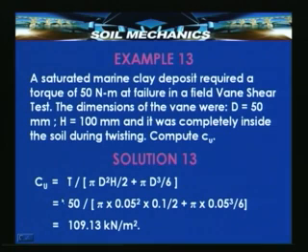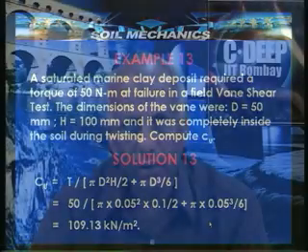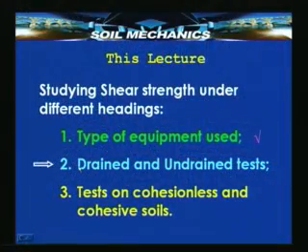Obviously, Cu can be obtained by dividing capital T by this expression which we had derived earlier, and this will give us a Cu value of 109.13 kilonewton per meter square. Now, that completes the vane shear test and its usefulness and its application. Now, in this particular lecture, we will go forward and take the second subdivision, that is drained and undrained tests.